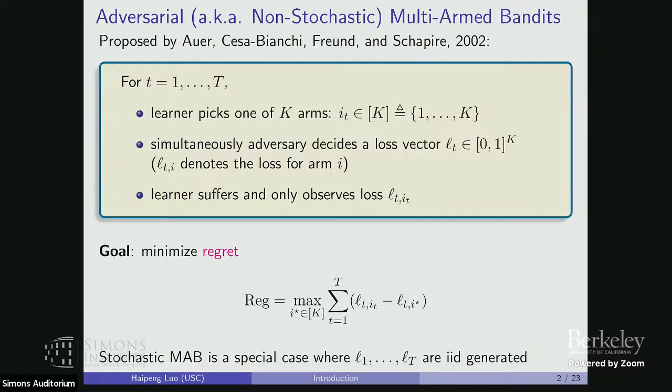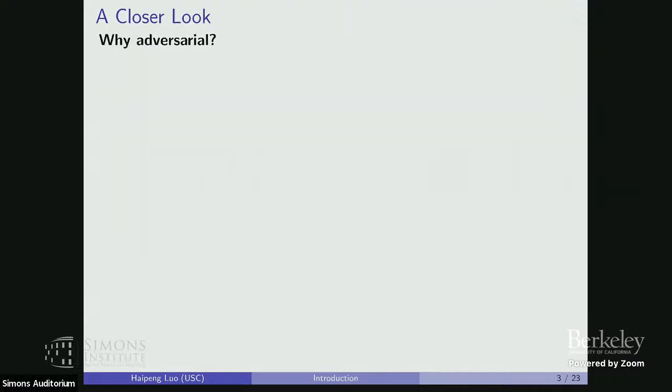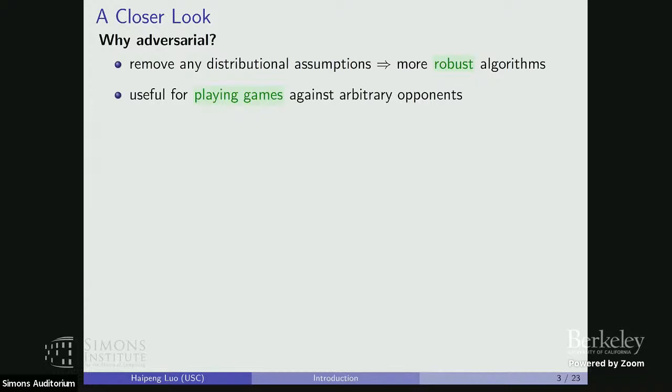Is that clear? Right, so now let's take a closer look. First, why do we care about adversarial losses? When do we have adversarial environments? Maybe we don't always have an adversarial environment, but the key point is that here we want to remove any distributional assumptions. There's no assumption at all on the loss vectors, which hopefully leads to a more robust algorithm. The second reason is that in some cases, for example, if we are playing games using this kind of multi-armed bandit algorithm, then indeed you are against potentially adversarial opponents, in which case this adversarial setting is very helpful.